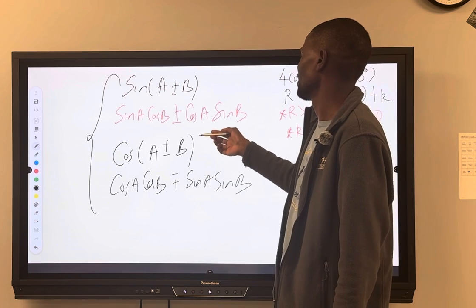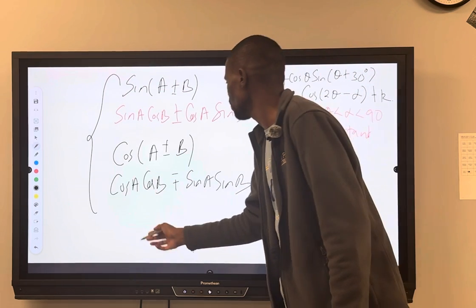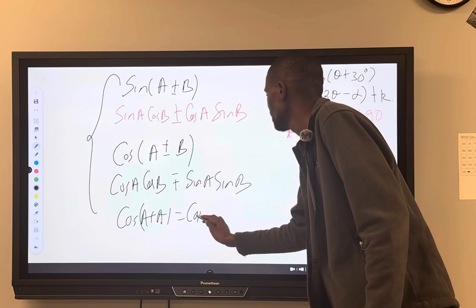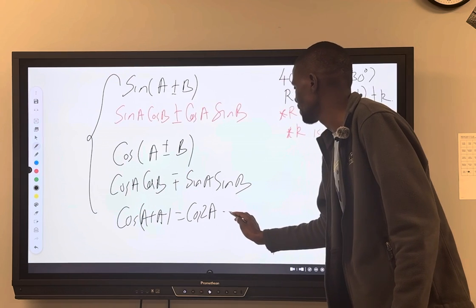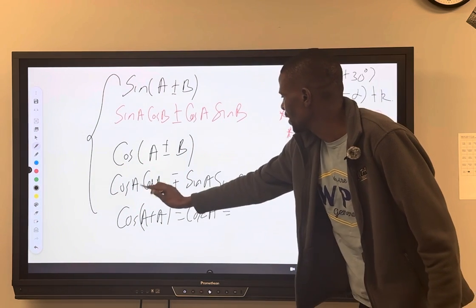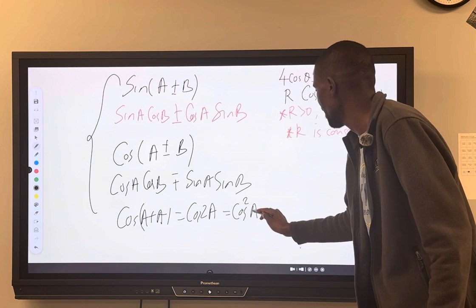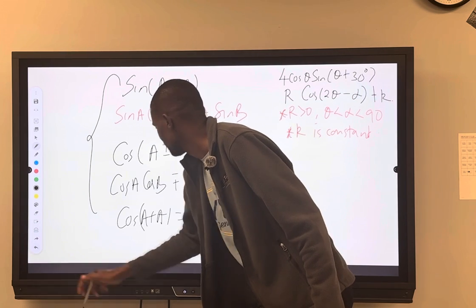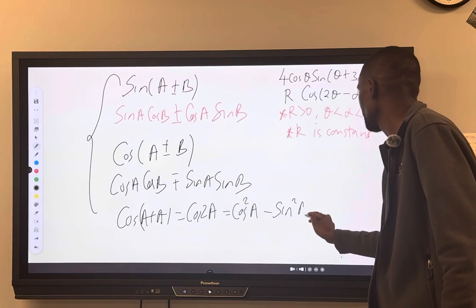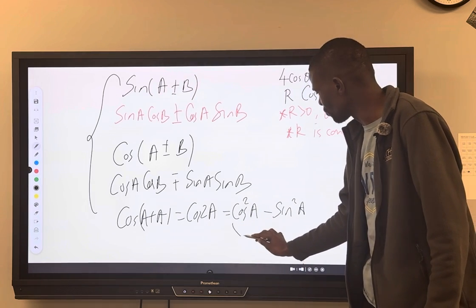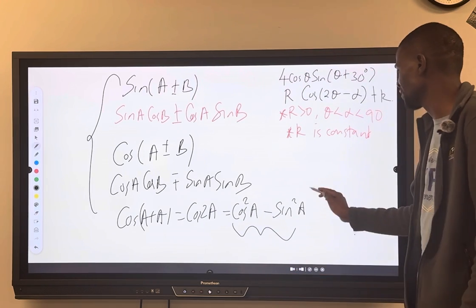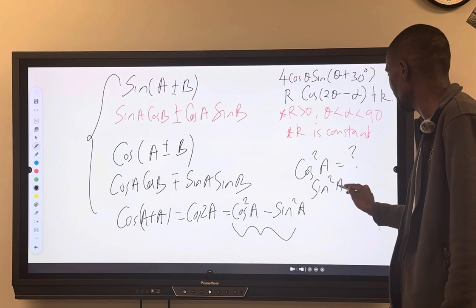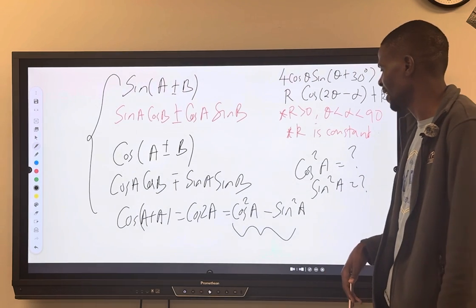Then you can also think about double angles. So when it's double angle, obviously it's cos (A plus A), which is just cos 2A, right? Which is the same as cos squared of A minus sine squared of A, right? Then I also want you to think about other identities that might relate cos squared A and sine squared A. Make sure you have the answers written somewhere.